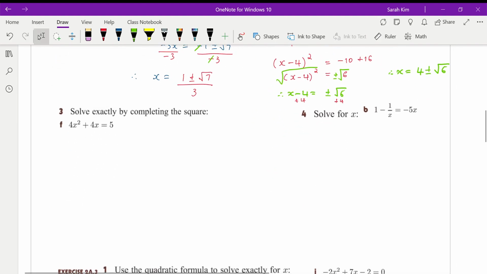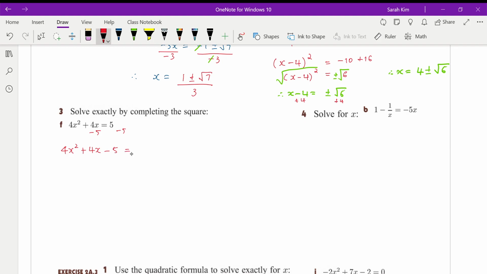Solve exactly by completing the square again. So I've already got my x squared and x term over here. Now it is important that every term gets divided by 4. So x squared plus 4x, and then we've got a minus 5 over 4 as well. Let me do a step so it's easier for you. Take 5 from both sides.